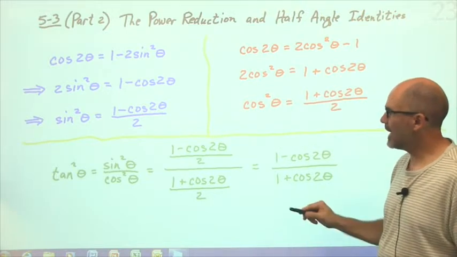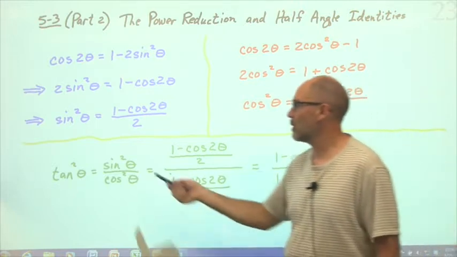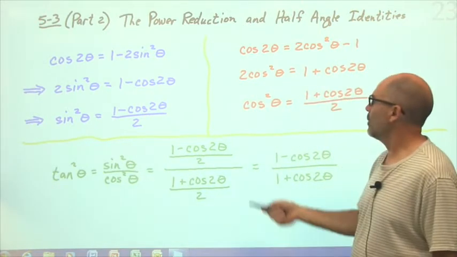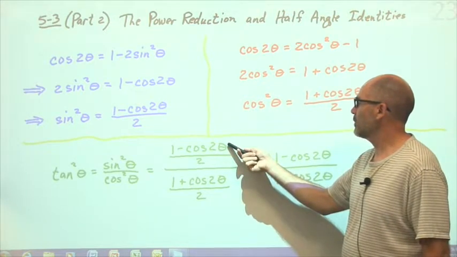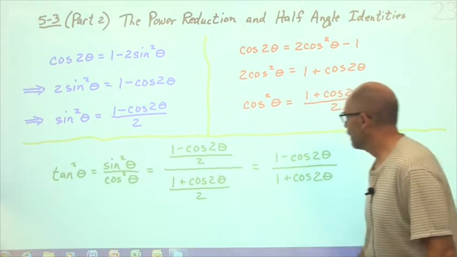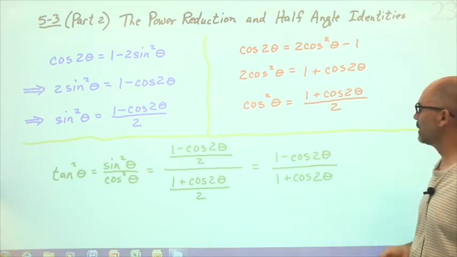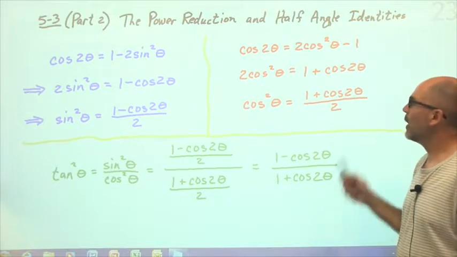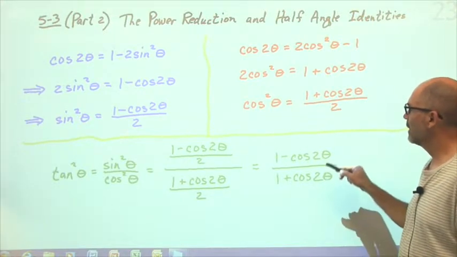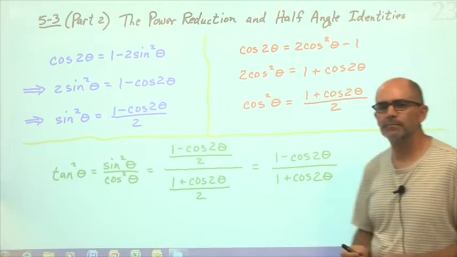Now, tangent, once you know sine squared and cosine squared, tangent squared is easy. You just go sine squared over cosine squared. So that's 1 minus cosine 2 theta over 1 plus cosine 2 theta, and the 2's cancel. And so that's it, 1 minus cosine 2 theta over 1 plus cosine 2 theta. So everything reduces to cosine 2 theta, whether it's sine squared, cosine squared, or tangent squared.